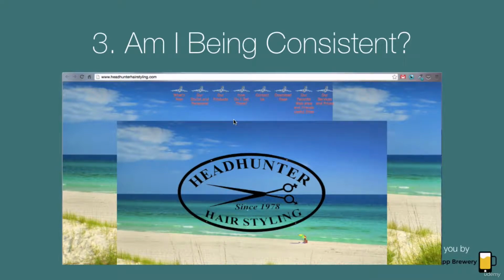And this is an example of an anti-pattern where the designer didn't think about consistency. This design has nothing to do with hairstyling. Now, I'm glad to say that this company has actually gotten a web designer and has changed their website, so it no longer looks like this. But it's so important to ask yourself, am I being consistent? So that you at least avoid having your product or website named and shamed in design classes.